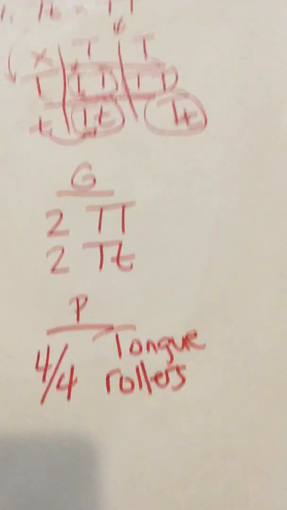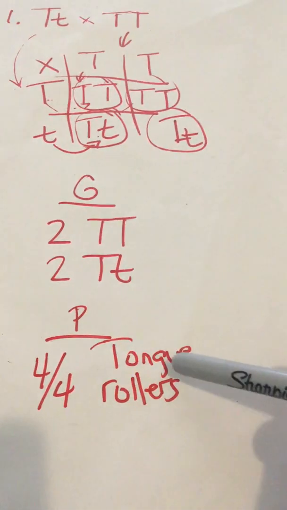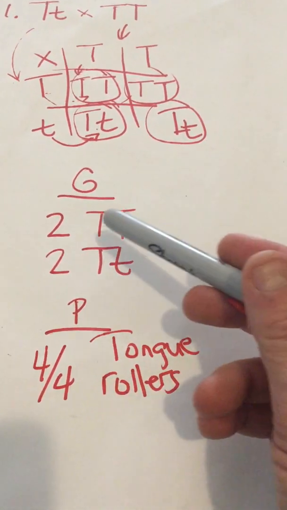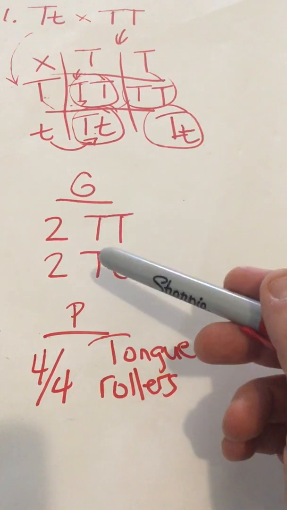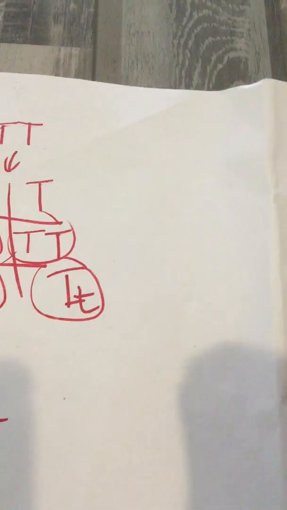So there is a 100% chance that these people will have children that will be able to roll their tongue. All the offspring will have at least one dominant trait. The dominant trait will always show through. Okay, so let's look at the next question.